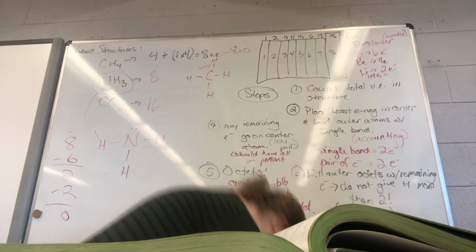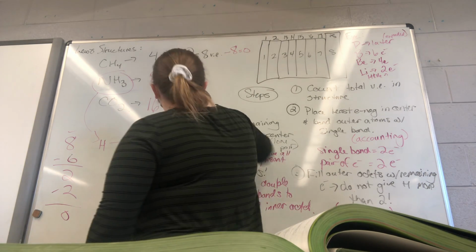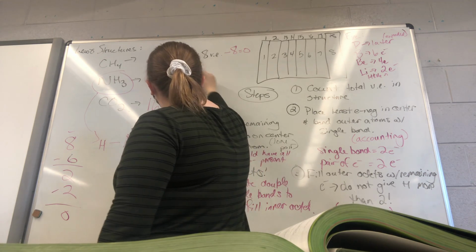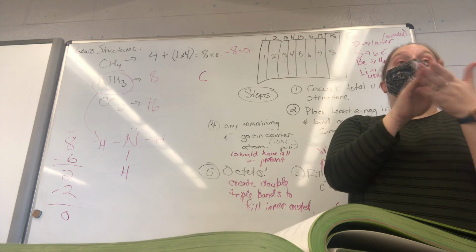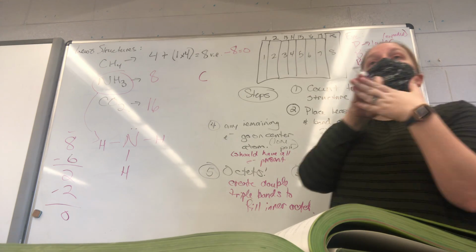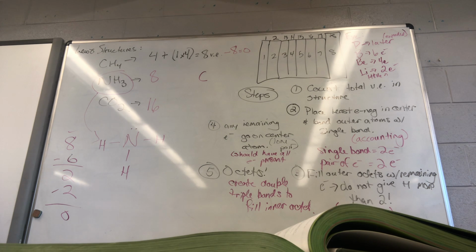All right, let's do CO2. What atom goes in the center? Carbon. Why carbon? It's less electronegative than oxygen. Remember, in order to determine the center atom, we look for the thing furthest away from fluorine. The thing furthest away from fluorine goes in the middle.